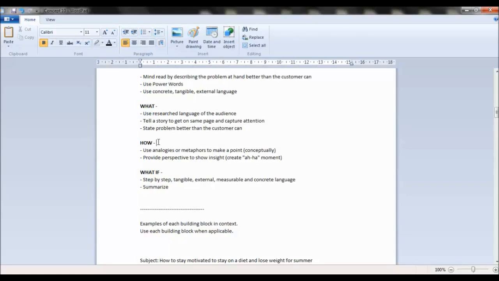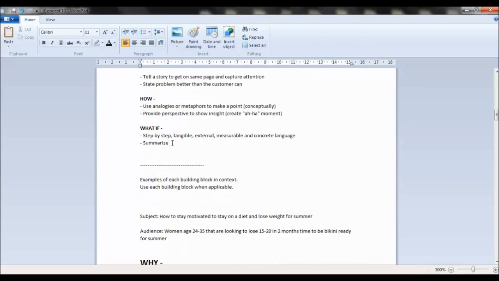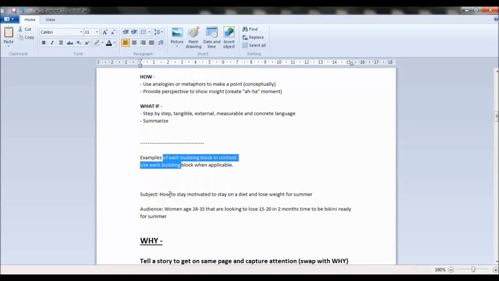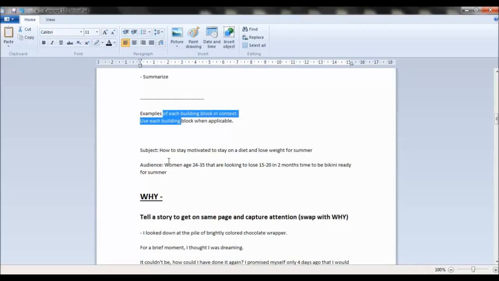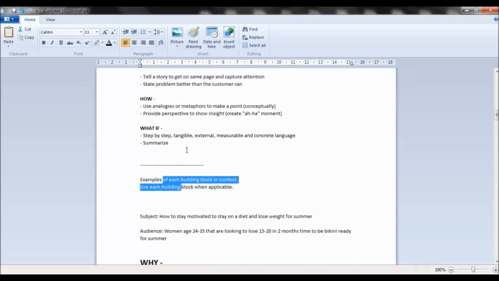For the what-if, this is the step-by-step portion for solving the problem. You want to list out the step-by-step, tangible, external, measurable, and concrete formula, or steps, for solving the problem. And you want to use tangible, external, measurable, concrete language. And then you can summarize everything real quickly at the very, very end. Okay, so let's go over it one more time. I'm going to now show you the examples for each one of these building blocks.